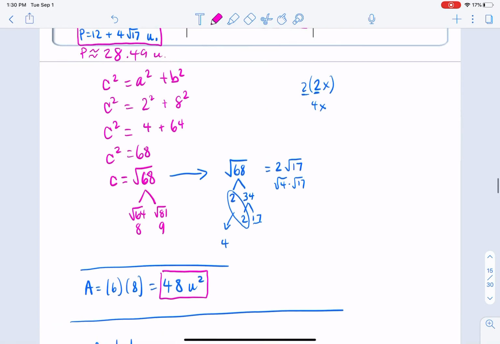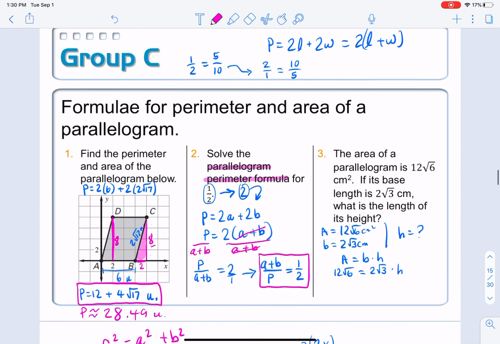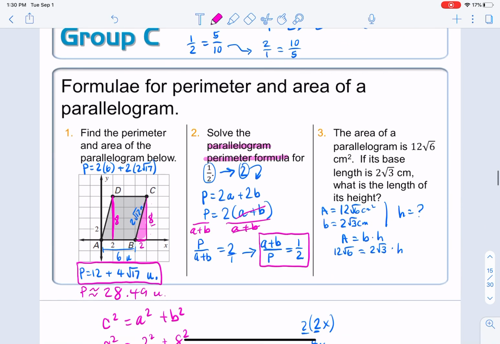Okay, so that concludes, finally, all of the problems here on parallelograms. And what we have next are going to be some triangles.